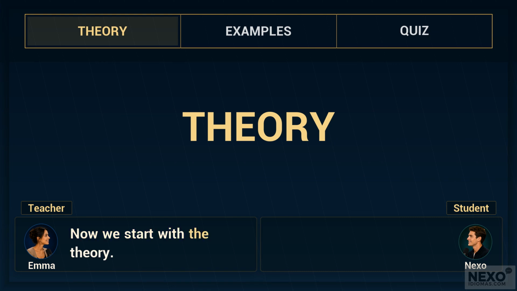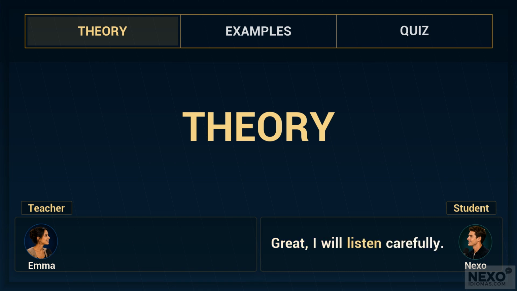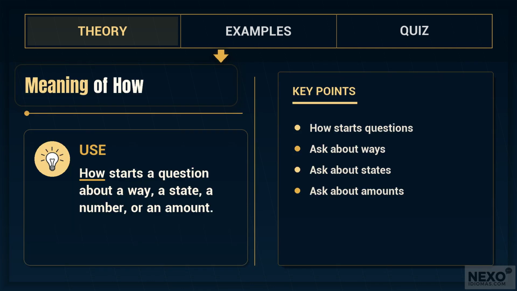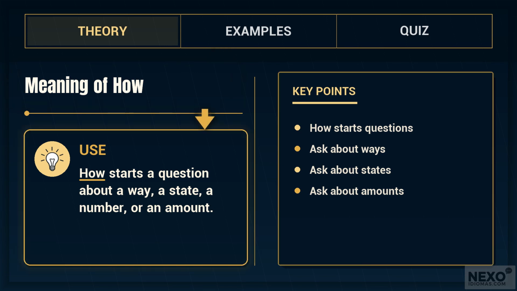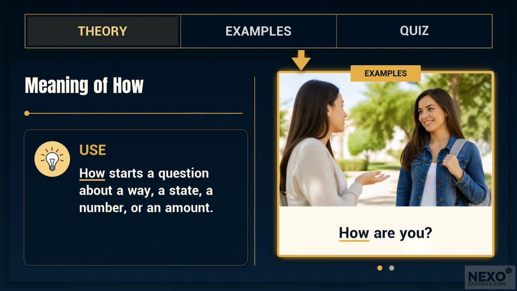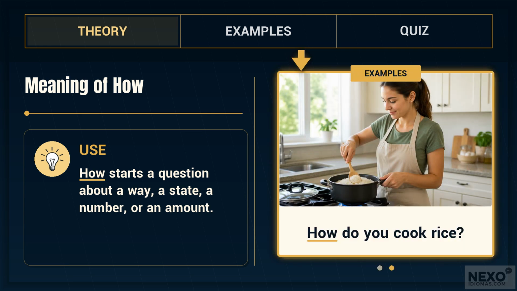Now we start with the theory. Great. I will listen carefully. Meaning of how. How starts a question about a way, a state, a number, or an amount. Example. How are you? Example. How do you cook rice?